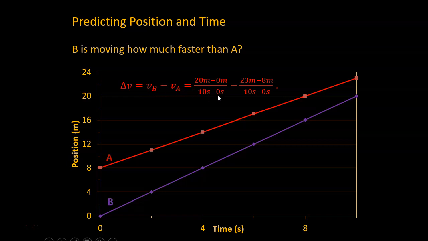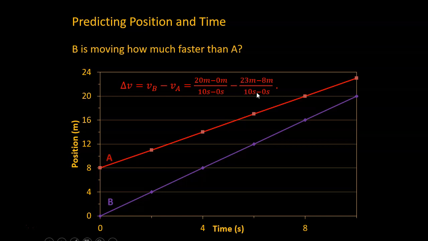This expression is the velocity of B, and we got that from the graph because we saw at 10 seconds the position of object B was 20 meters, and at 0 seconds the position was 0 meters. So the change in position, 20 meters, divided by the change in time, 10 seconds, gives us the velocity.